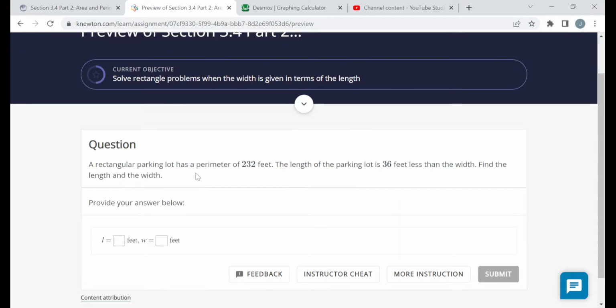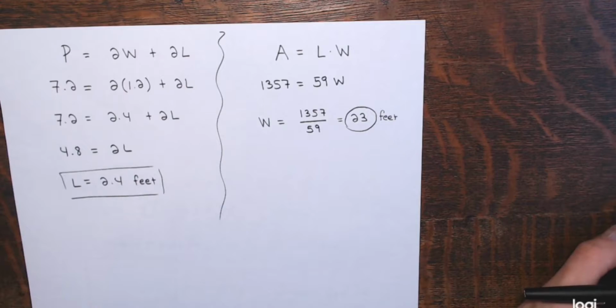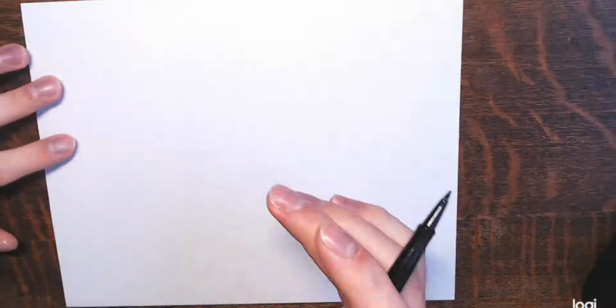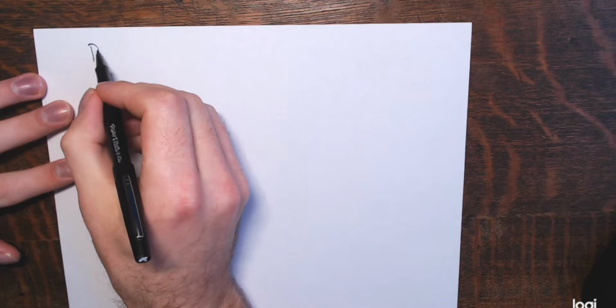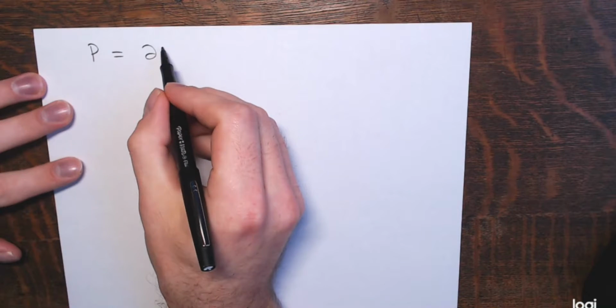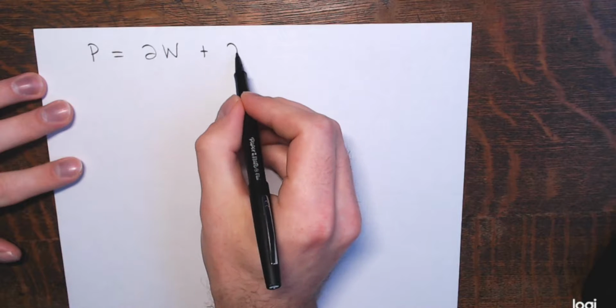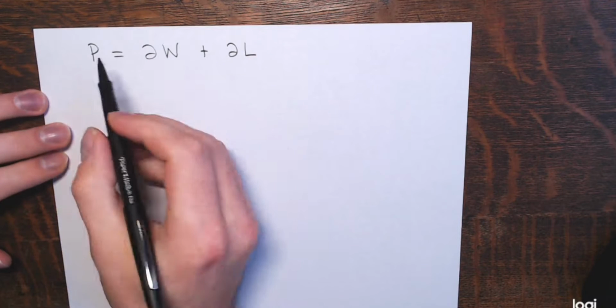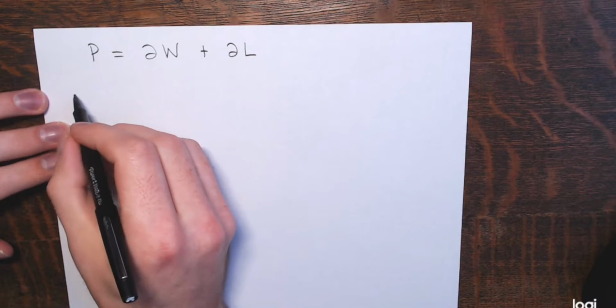Alright, so here another one where we're given the perimeter, and we're given the length. This time we're given the length in terms of the width. So again, I'll put the perimeter formula up. 2 times the width plus 2 times the length. They told us the perimeter is 232 feet.